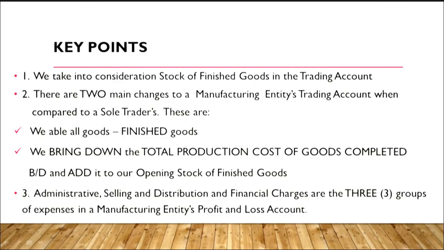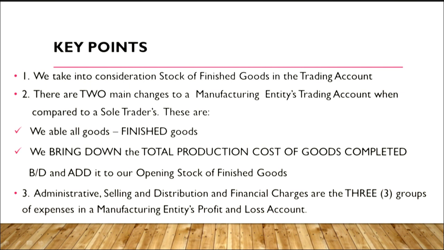Key point number 1 emanating out of today's lesson, students, is we take into consideration our stock of finished goods in the trading account. Make sure you have your pen and your paper writing down. 2, there are 2 main changes to a manufacturing entity's trading account when compared to a sole trader's. These are: 1, we take into consideration our stock of finished goods. 2, we must remember to bring down the total cost of production of goods completed and add it to our opening stock of finished goods.